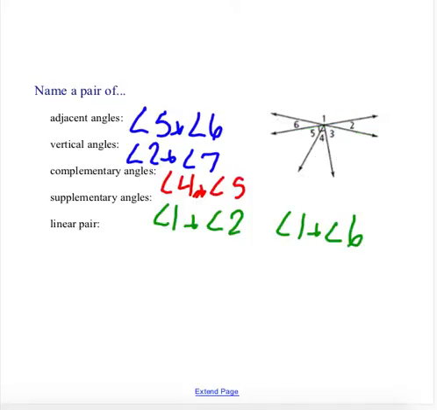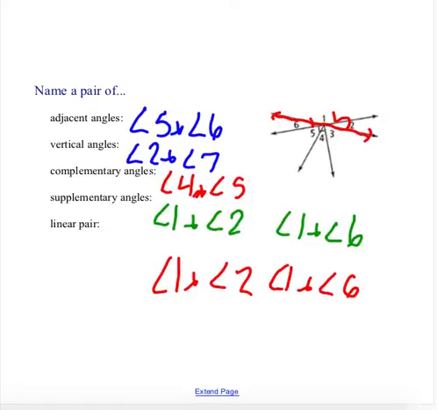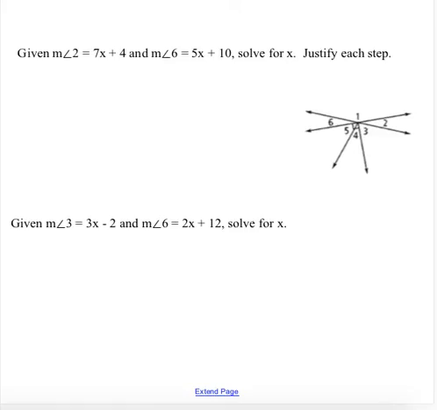And the last one, linear pair. Again, kind of the same thing as supplementary, but linear pair requires them to be next to each other. Supplementary doesn't. And this diagram is kind of the same thing. So since 1 and 2 are next to each other, I'm just going to go with them again. And same thing with 1 and 6. Let me know if you don't understand the difference between linear pair and supplementary. In my opinion, they're kind of the same thing. Just that linear pair requires them to be next to each other and supplementary doesn't.